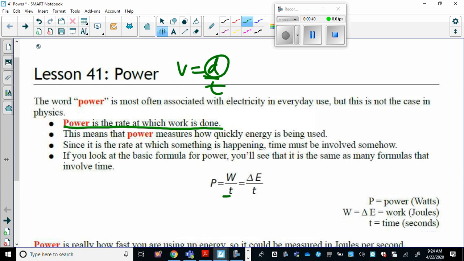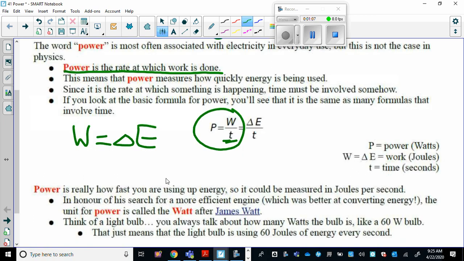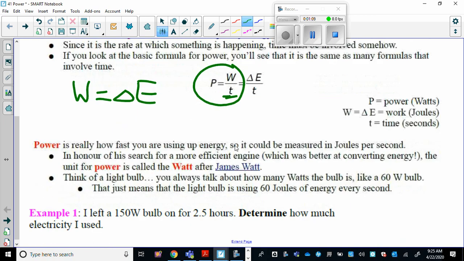And so the units for power are measured in watts, after famous English physicist James Watt. And what are watts? They are simply joules per second. Here's the formula for power. Power equals work over time, or change in energy over time, because we know from previous lessons that work equals the change in energy. And so power is really how fast you are using up energy. It can be measured in joules per second.